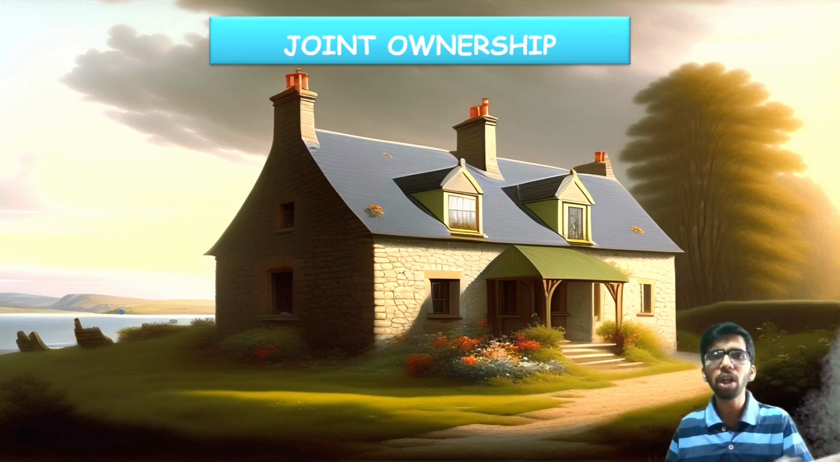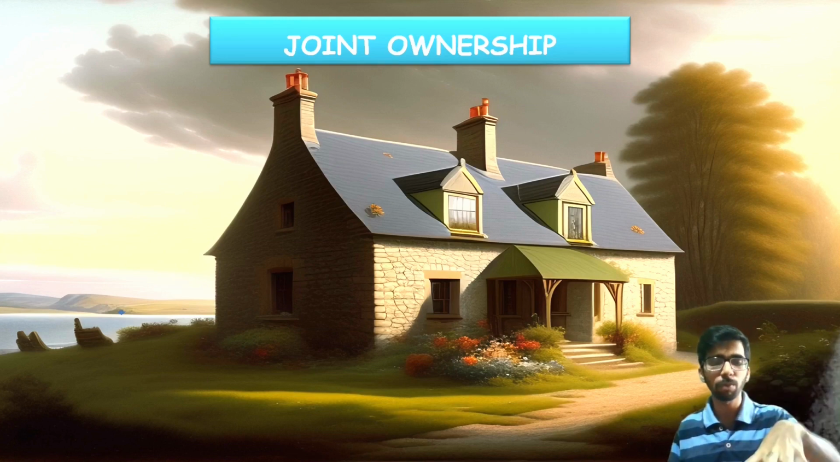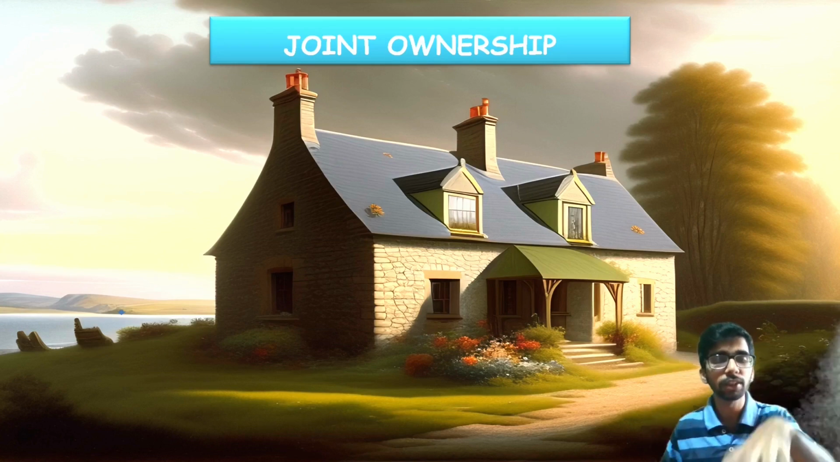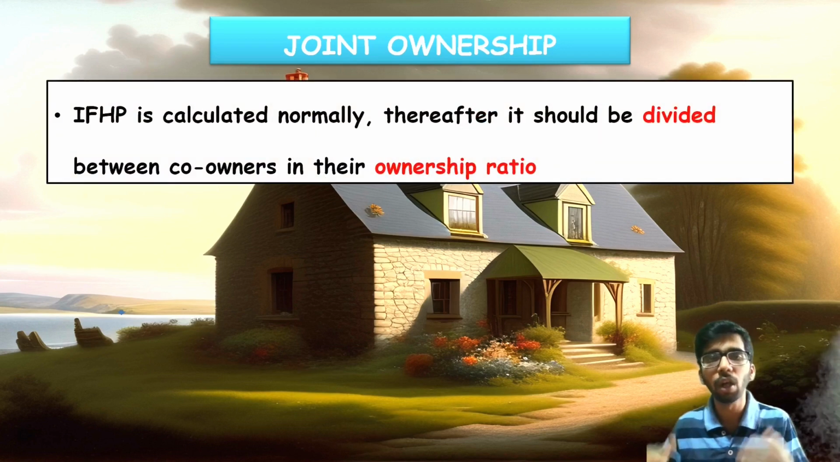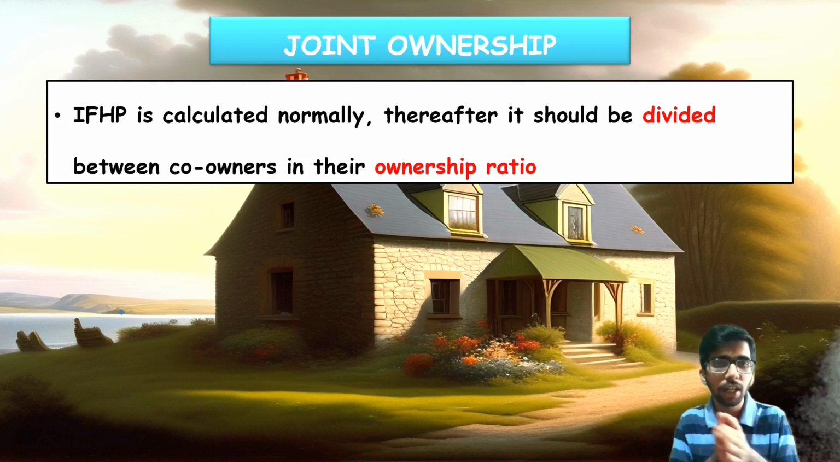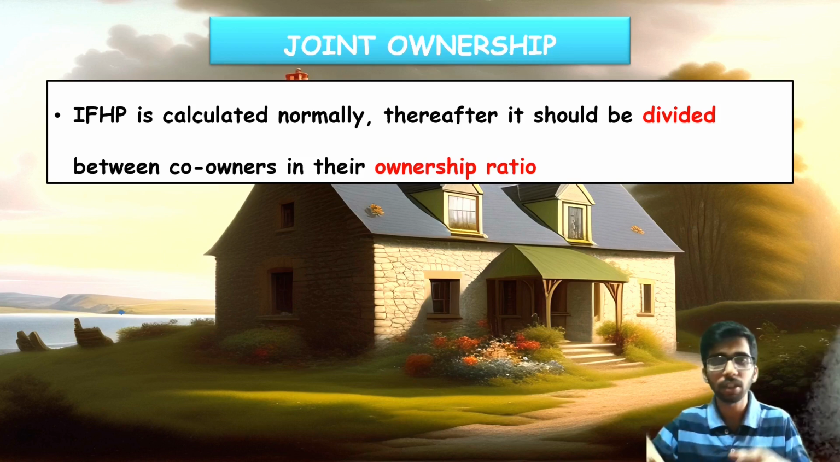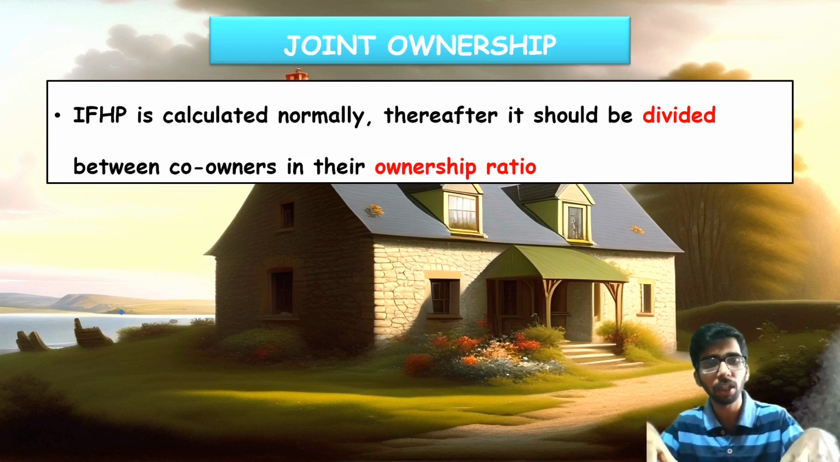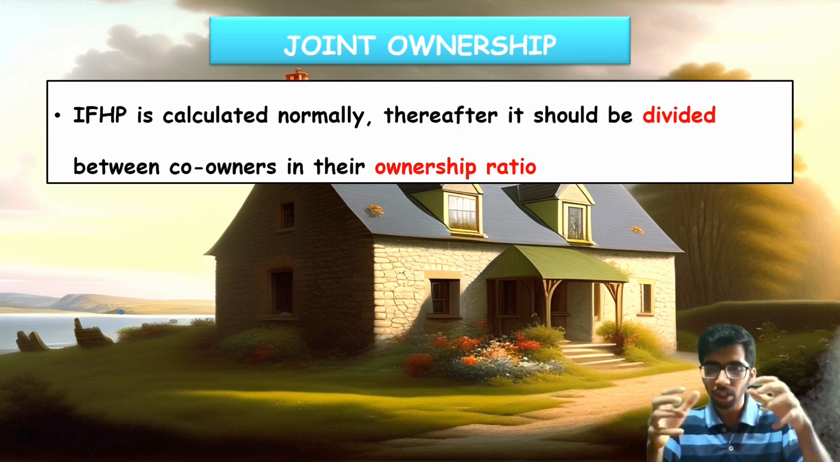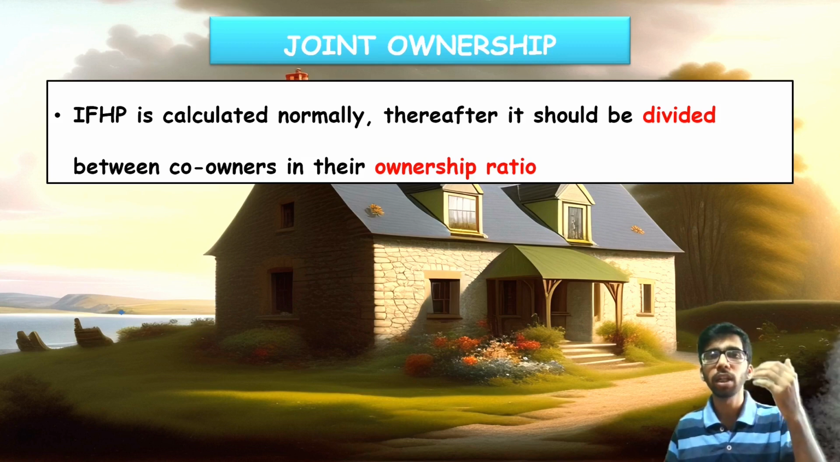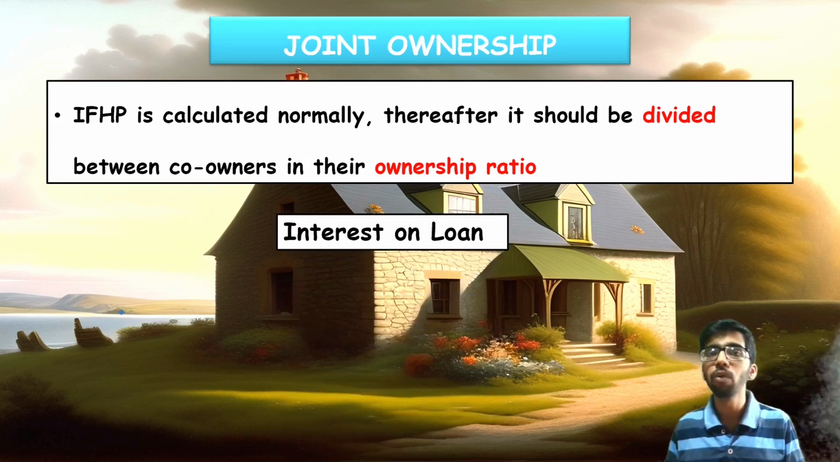Next, joint ownership. Joint ownership means the same house property has several registered owners. Let's say husband and wife are the co-owners of the same house property. This is called joint ownership. Then how is your income from house property calculated? Normally, it is calculated and thereafter divided between the co-owners in the ratio of their ownership. Elder brother and younger brother, or husband and wife, the house property income is divided among the co-owners. Okay. In case of joint ownership, how do you categorize the interest on housing loan?